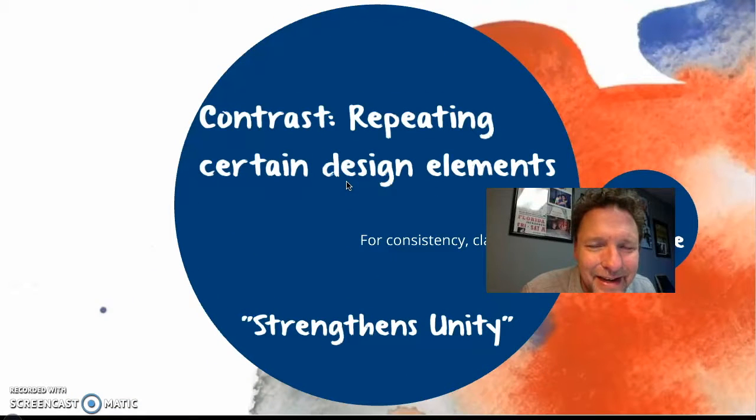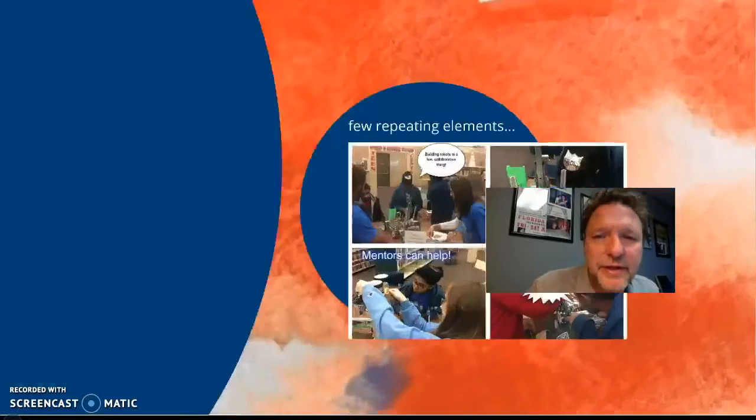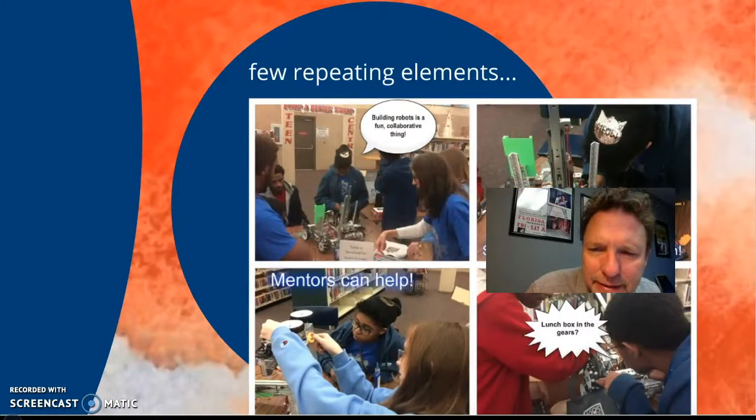Repetition. I've got a typo in there, but repetition is repeating certain design elements for consistency and clarity and flow. And Williams says that it really strengthens the unity of your design when you have repetition of your typefaces and your elements. And this is another bad example.